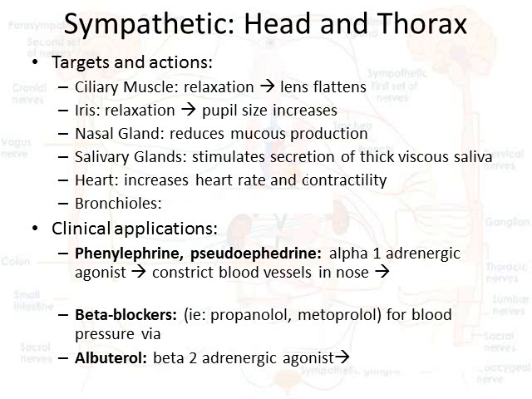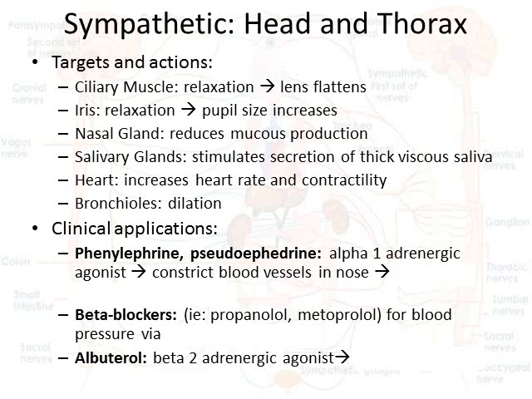With the heart, sympathetic activity increases heart rate and contractility, or strength of the heartbeat. And then the bronchioles are just the opposite of the parasympathetic: sympathetic activity causes dilation of the bronchioles.